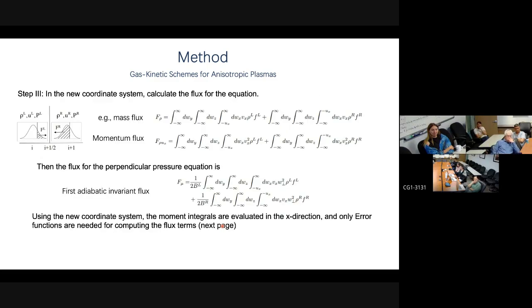The next step is to calculate the flux for the equation in the new coordinates. For example, the mass flux is the sum of two partial integrals of the zeroth moment of the distribution function. And the momentum flux is just the sum of the first moment integral of the distribution. The first adiabatic invariant flux is then the sum of two partial integrals of perpendicular speed squared over 2B, where B is the magnetic field.